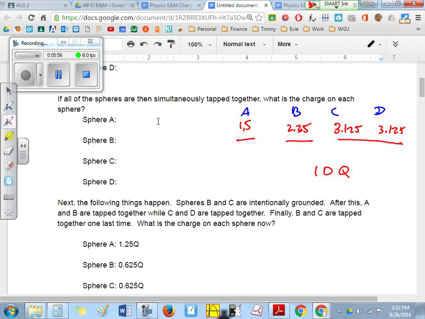Now, how did I get that 10Q? I added the 1.5, the 2.25, the 3.125, and 3.125Q, right? Can you think of another way I could have gotten the 10Q?